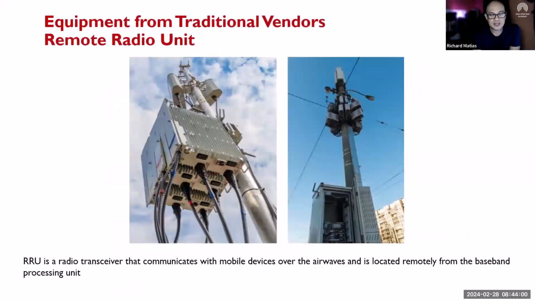Okay, so the RRU, or the remote radio unit, is a radio transceiver that communicates with the mobile devices. So this is how the RRU looks like. These are typically located near the antenna to reduce the transmission loss between the radio unit and the antenna, to maximize the power transmission.